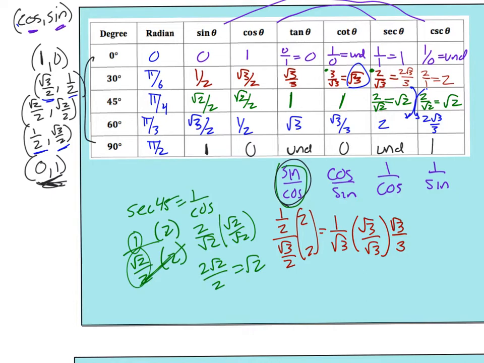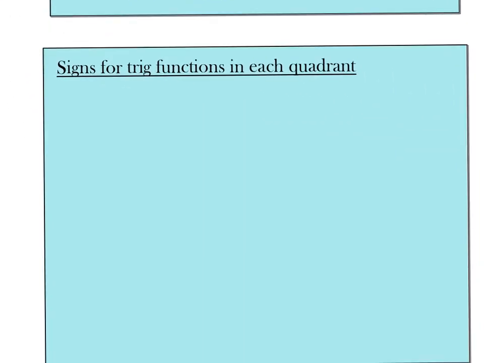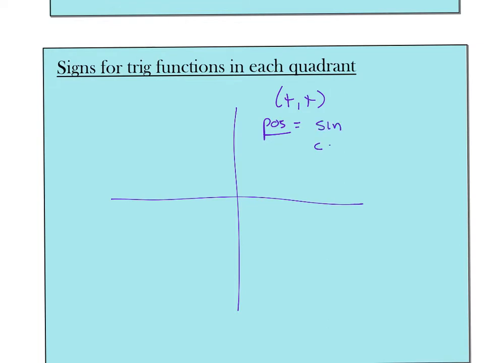All right, so if you look on your unit circle, the signs for the trig functions in each quadrant. So here, everything is positive. Sine, cosine, tangent. If they're all positive, if sine is positive, so is cosecant. If cosine is positive, so is secant. Tangent is positive, so is cotangent. None of these are negative.